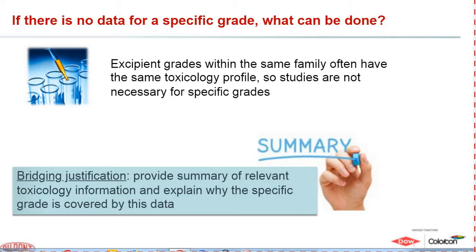But as the user of the material, what needs to happen is a bridging justification needs to be developed to provide a summary of the relevant tox information and explain why the specific grade is covered by that data. And often the supplier can help you with that part of the information.